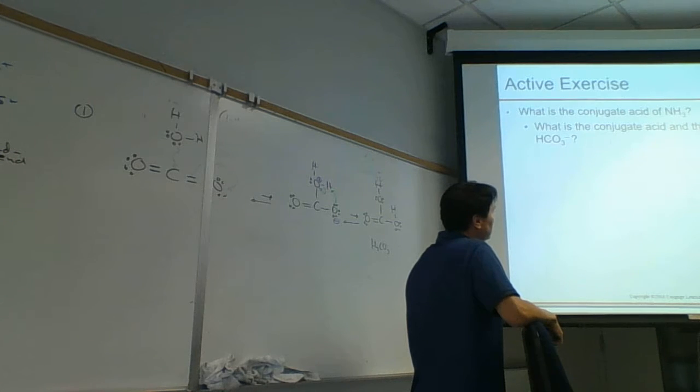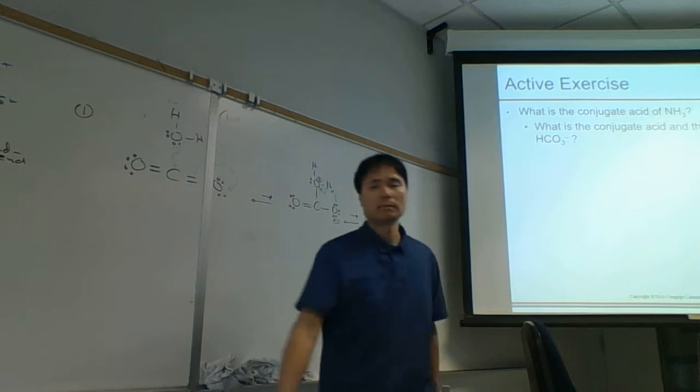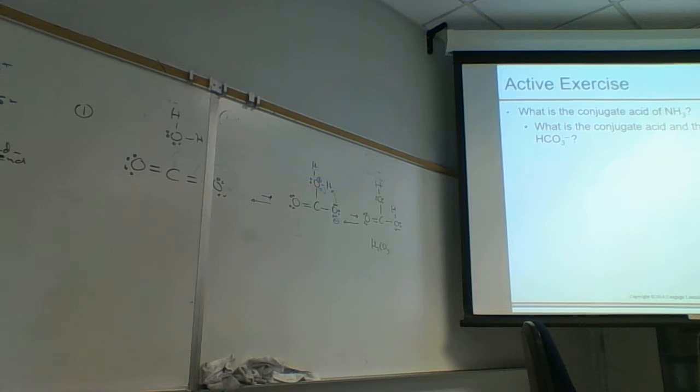What is the conjugate acid and the conjugate base of bicarbonate? That's a little bit more tricky here, maybe. What is the conjugate acid of bicarbonate? Well, for an acid, you add an H plus. It would be carbonic acid. For a base, you remove an H plus. Acid is carbonic acid. What's the base? Carbonate. Carbonate's the base.